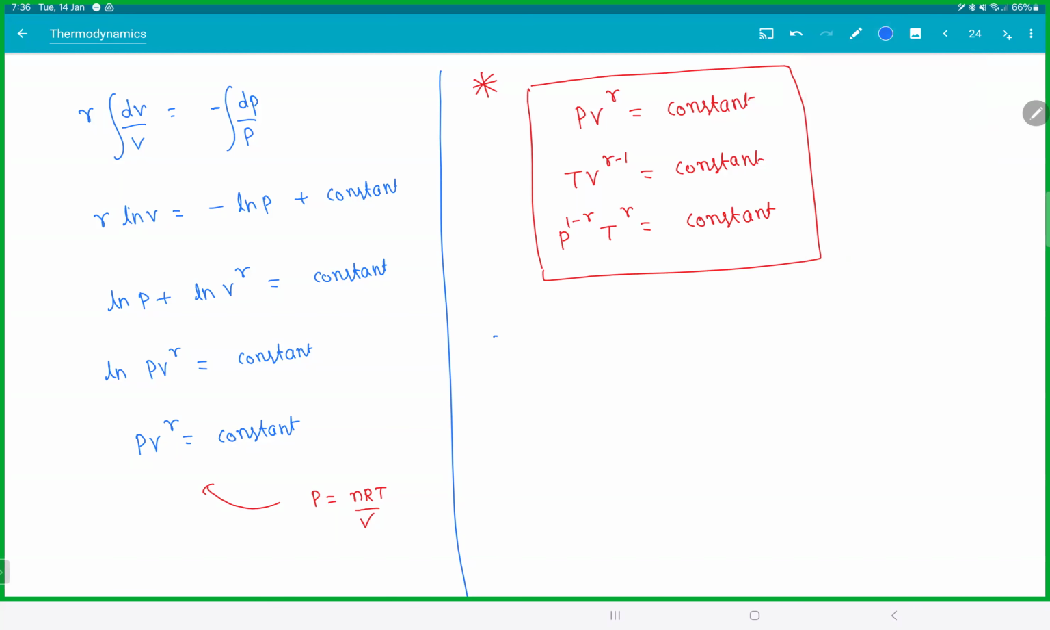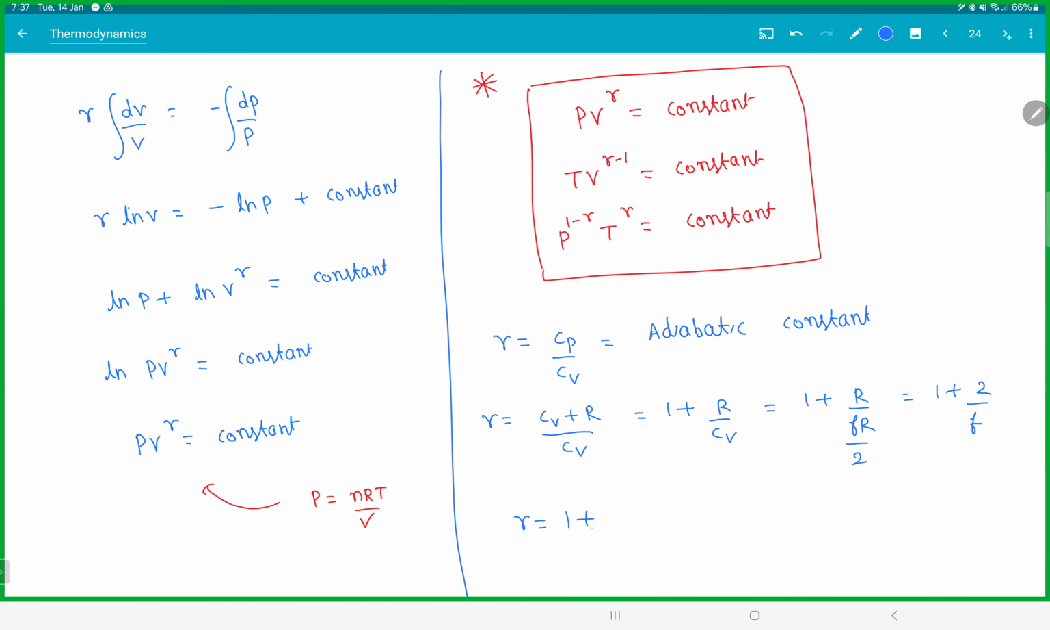Now let's talk about that gamma a bit. So gamma is Cp by Cv. This is called the adiabatic constant. So gamma is nothing but Cv plus R by Cv, which is 1 plus R by Cv. Cv is nothing but FR by 2. This is 1 plus 2 by F. So this is the formula I like to remember, 1 plus 2 by F. So what is gamma? 1 plus 2 by F. F is degrees of freedom.